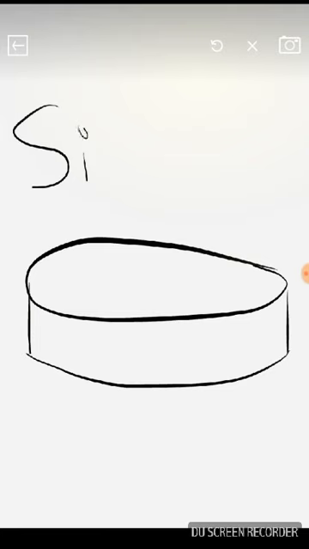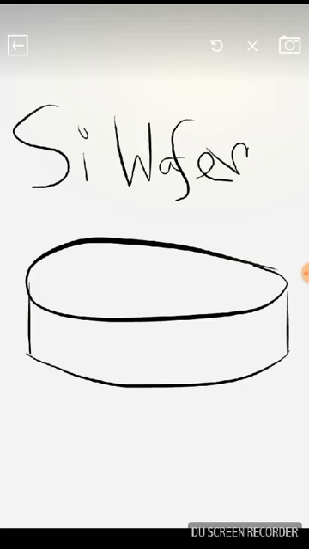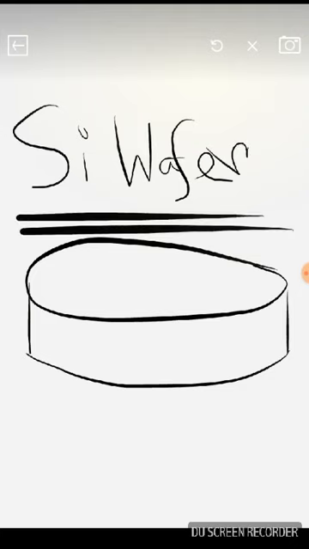Thus, at the end of this process, what do we have? We have silicon circular wafers. This is the process of silicon wafer preparation. Now, after the wafer is prepared, we need to do several more processes to finally get the desired thing that we want. Those we will be discussing in the next video.